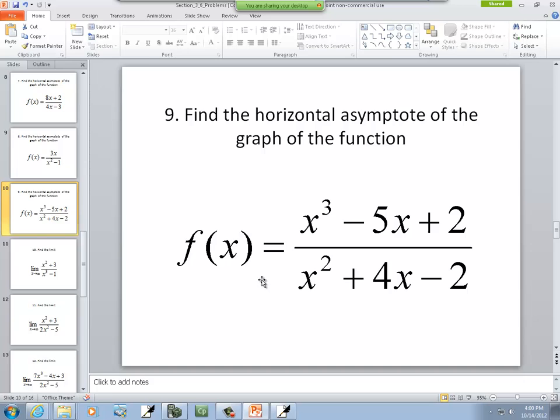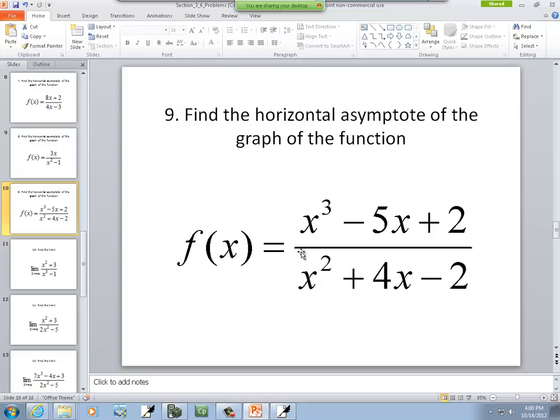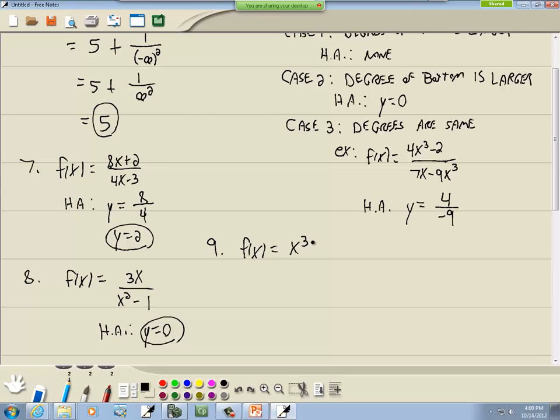And number 9 here. f of x is equal to x to the third minus 5x plus 2 over x squared plus 4x minus 2. Degree of the top is 3, degree of the bottom is 2. This is case 1. Degree of the top is larger. There is no horizontal asymptote.